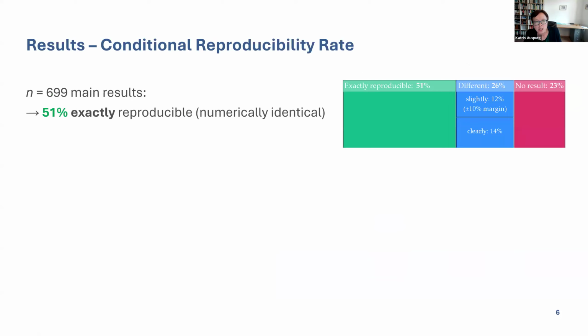For the reproducibility audit, we focused on authors' main findings. So we identified their main claims from their abstracts, and then we identified on average 7 different results in each article related to these main claims. And using authors' code, we could exactly reproduce about half of the results. And for some results, there were some deviations. And when we use a more lenient definition, counting also results which deviate by plus minus 10%, we could reproduce 36%. And for one quarter of results, we could not get any results using authors' code.